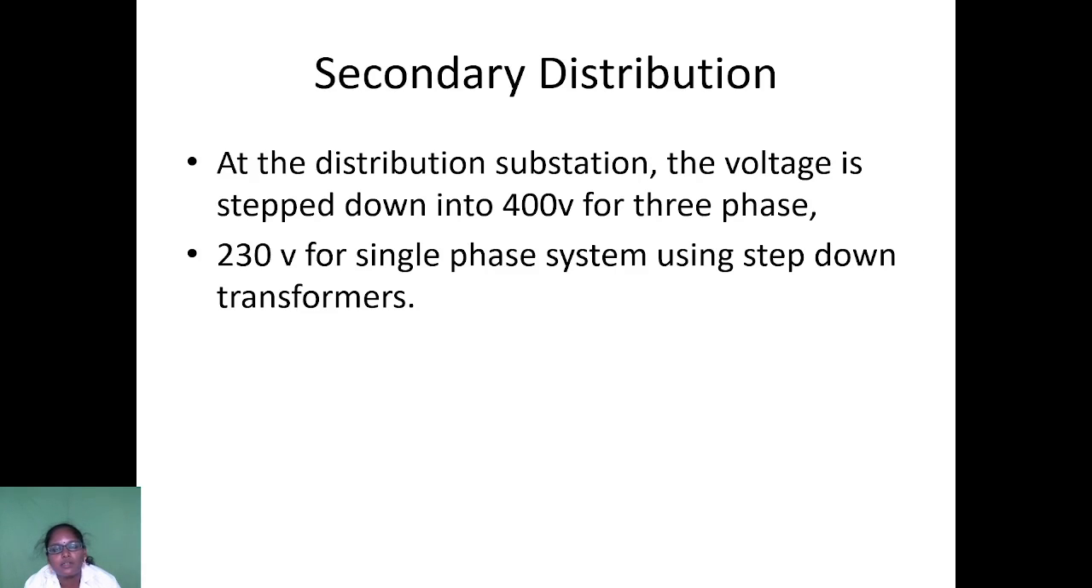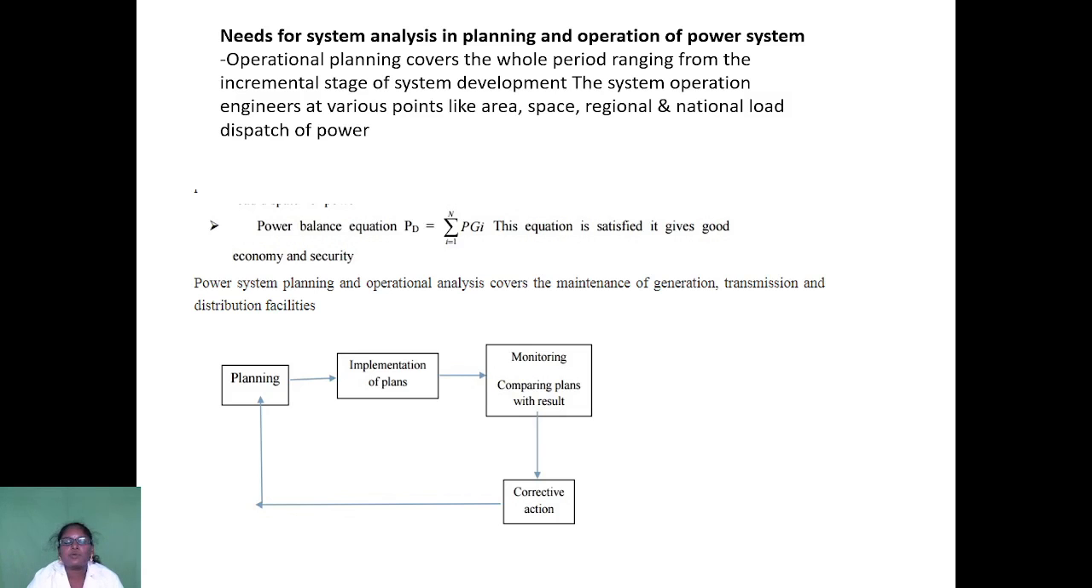In the remaining three stages, that is, secondary transmission, primary distribution and secondary distribution, we are using the step-down transformer, and finally we distribute the power to the domestic side, commercial side or any industrial purpose. Finally we distribute the power at 400 volts for three-phase supply consumers and 230 volts for single-phase supply consumers. So what is the need for power system planning and operation?